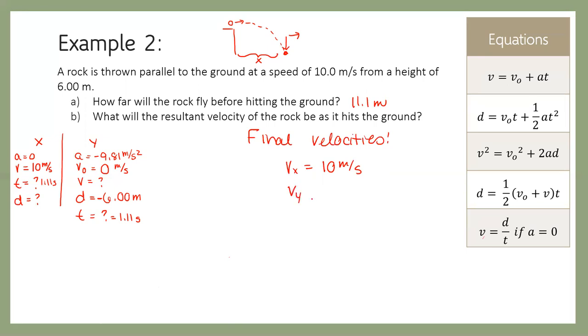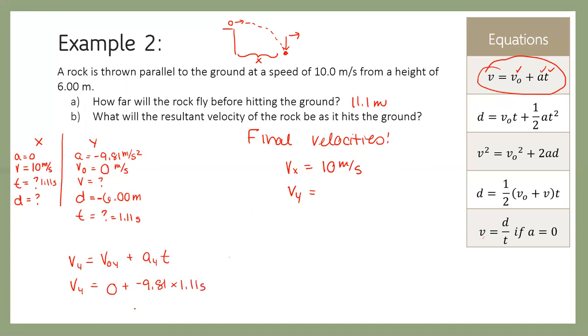But velocity in the y direction, I don't know and I need to calculate it. So how am I going to calculate that? Well, I would use this equation here. We have our time, we know acceleration, and we know how fast it was going at the beginning. So velocity in the y direction is equal to v naught in the y direction plus acceleration in the y direction times time. So vy will be equal to 0 plus negative 9.81 times 1.11 seconds.